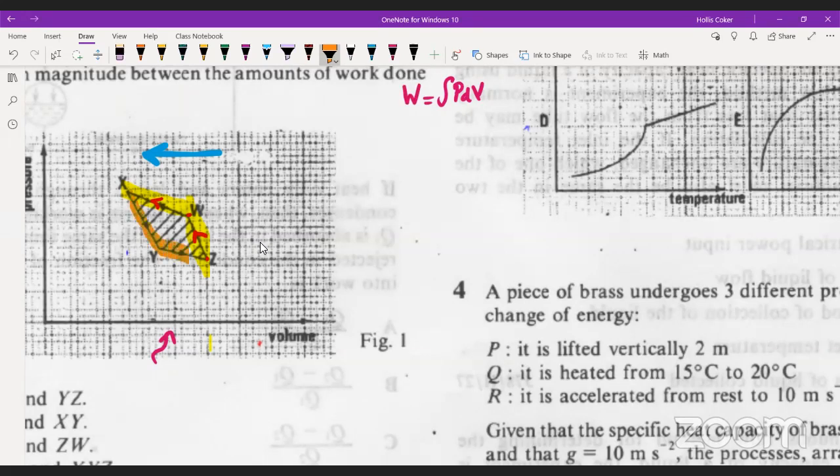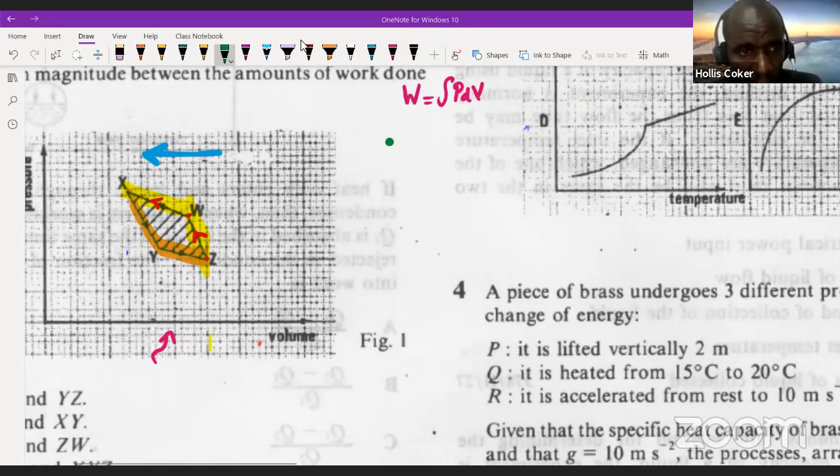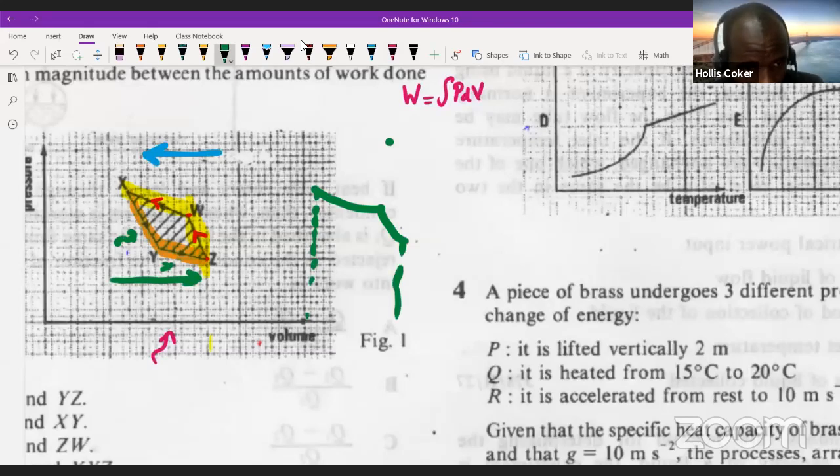In those two processes, the gas is actually expanding. How do I know that? Because the volume of the gas is going from left to right. Gas is expanding. So the work done will actually be the area under Z, W, X. That area looks like that. So going from Z to W and then W to X, this is the total work done under the graph, going right onto the axis.